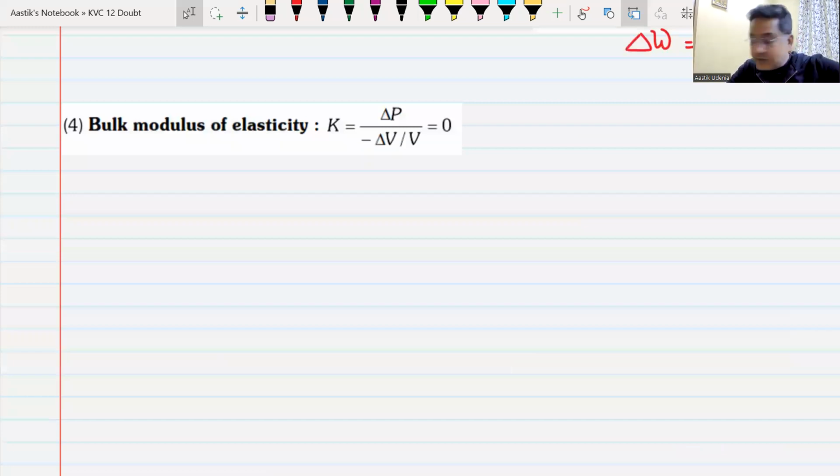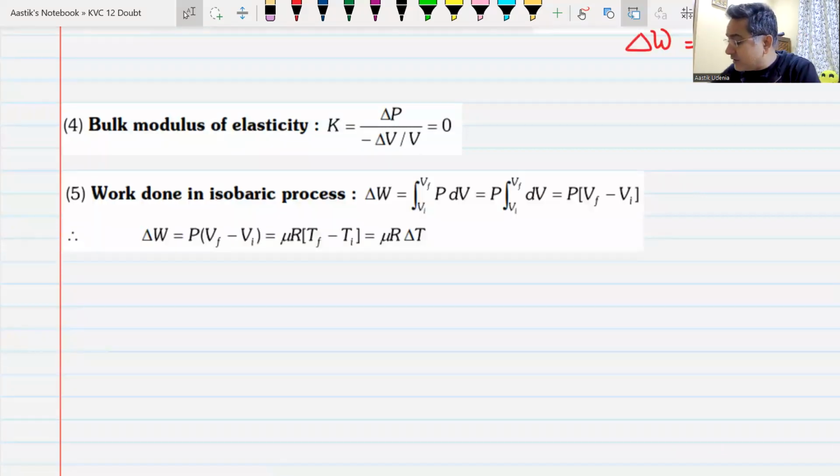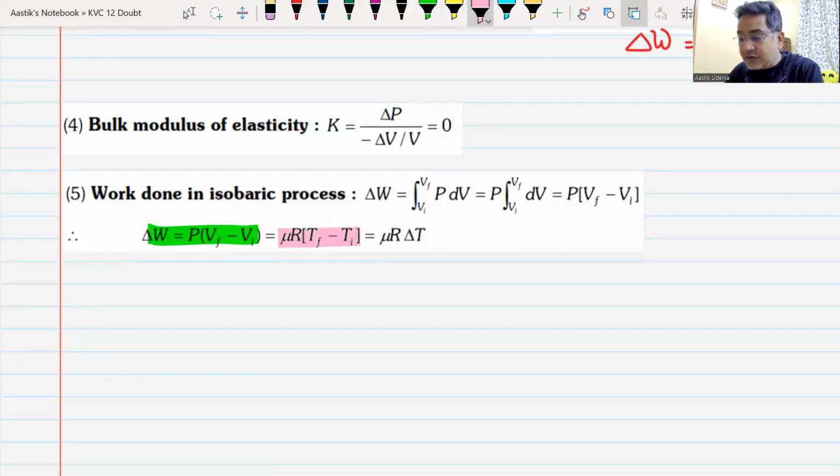The next thing is the work done in this process, and you can write it in different forms. You can write it as P into (V2 minus V1), or you can also write it as nR into (T2 minus T1), or nR into delta T. Do we understand this? Yes or no?